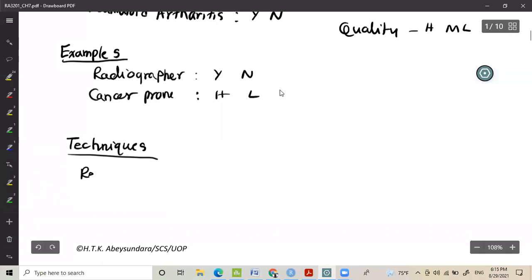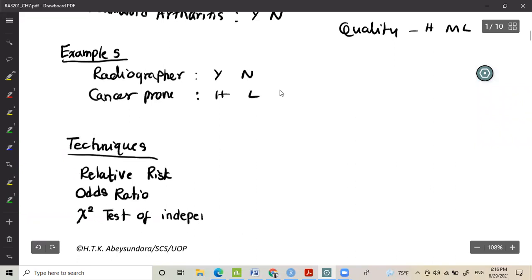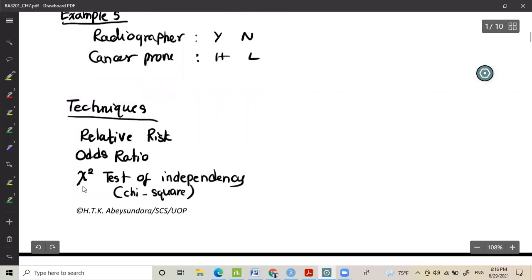So we are going to talk about relative risk. Maybe you have heard about them. Relative risk, odds ratios. Then we are going to do the chi-square. This is chi, a Greek letter. Chi-square test of independence. So we write it as chi-square. You have all these Greek letters: mu, epsilon, alpha, beta, gamma, and chi is also a Greek letter that we use. So that is the chi-square test of independence.